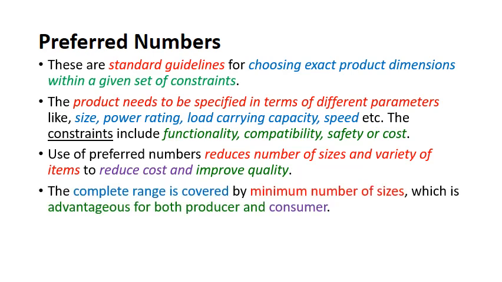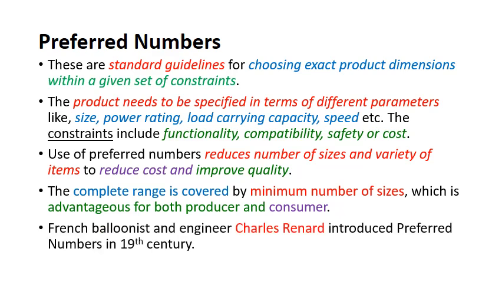By using preferred numbers, we can cover the complete range with a minimum number of sizes, which is beneficial for both the consumer and the producer. This concept was invented by the French balloonist Charles Renard in the 19th century.